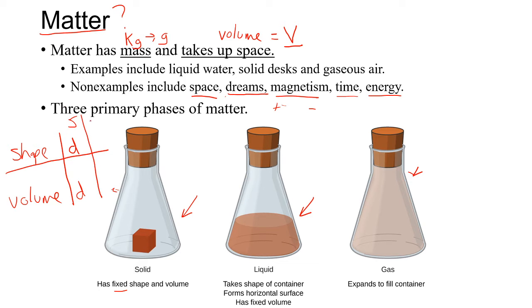Now liquids is where things get a little bit different. Typically we represent liquids with a little cursive L, by the way. Solids are usually in parentheses like that. Liquids are usually like that. Now what about the shape of a liquid?